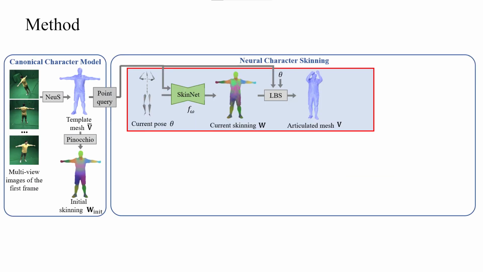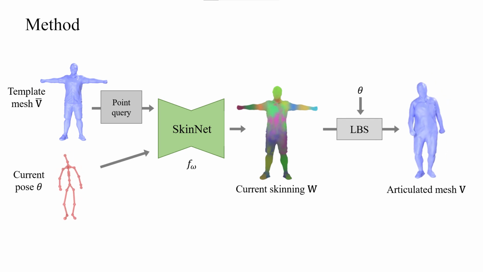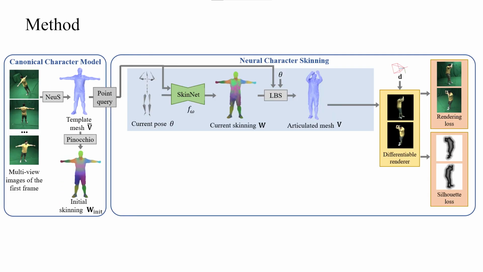To predict the skinning weights, we introduce a coordinate-based MLP, called SkinNet, which takes the pose parameter and any 3D coordinate as input, and outputs the skinning weights at that location. With the predicted skinning weights, the template mesh can be animated using linear blend skinning. The SkinNet can be weakly supervised in an analysis-by-synthesis manner. After projecting the animated mesh to the image space, we apply a silhouette loss and a differentiable rendering loss.